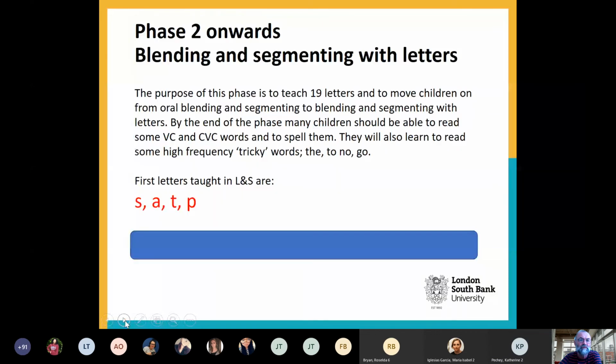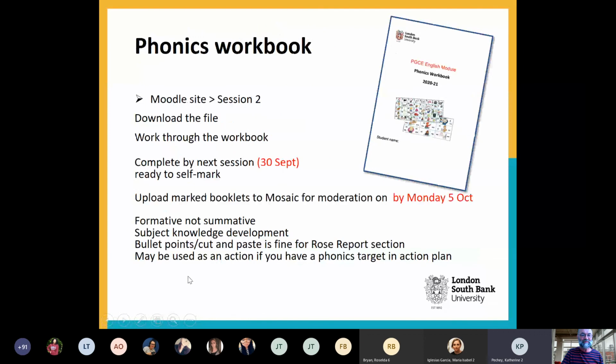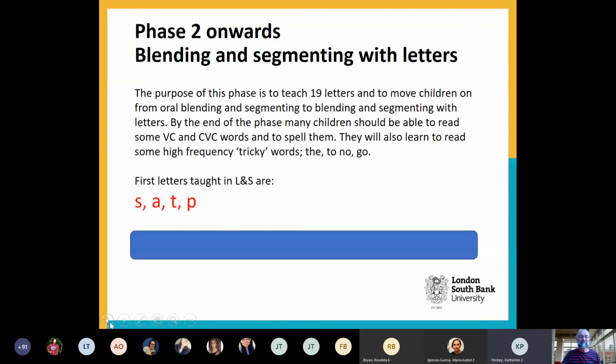So we've got the purpose of this. So phase 2, the 19 letters, and to move children on from oral blending. First letters taught in Letters and Sounds: S, A, T, P. What's underneath this? I can't remember. I think I might have been saying, how many words can you make using those 4 letters?